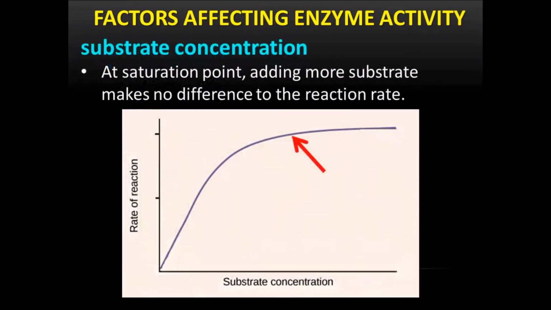Now let us look at what will happen if we increase the concentration of the substrate. Adding more substrate to an enzyme catalyzed reaction should also speed up the rate of the reaction. But look at the graph. What happened here? The graph shows that it reached a point that even if you add more substrate, the rate of reactions remains the same. This is the saturation point. How did this happen?